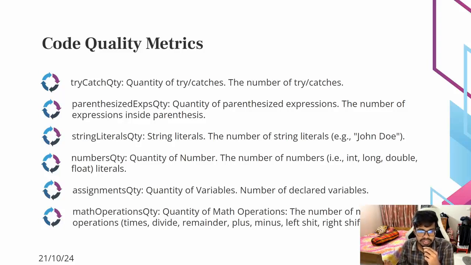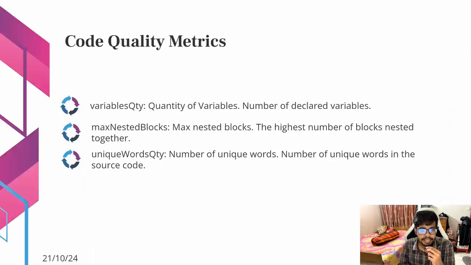And then we have also counted the string literals. Mainly strings are wrapped with double quotes, and in Python we can also use single quotes for that. And we have also counted the quantity of numbers. What is that? That is the numbers, for example integer data type, long data type, that we have also counted. And then we have counted the assignments quantity, which means how many values we have assigned inside a variable. And then we have also counted the math operations quantity, for example plus, divide, and minus. And then we have also counted the variables quantity, which is the quantity of variables present in the class.